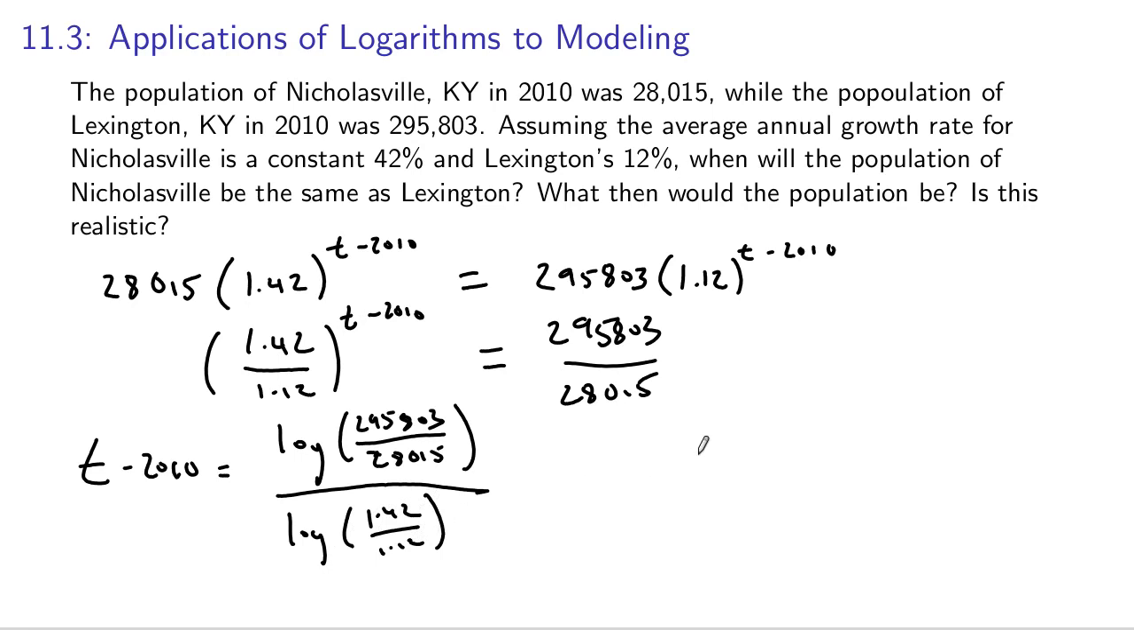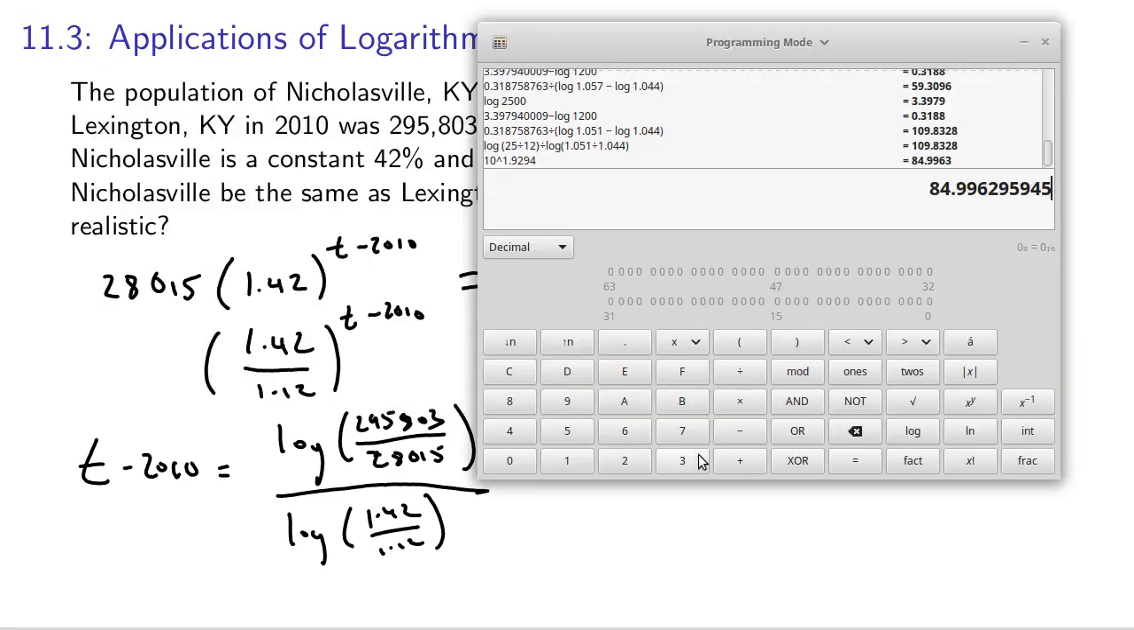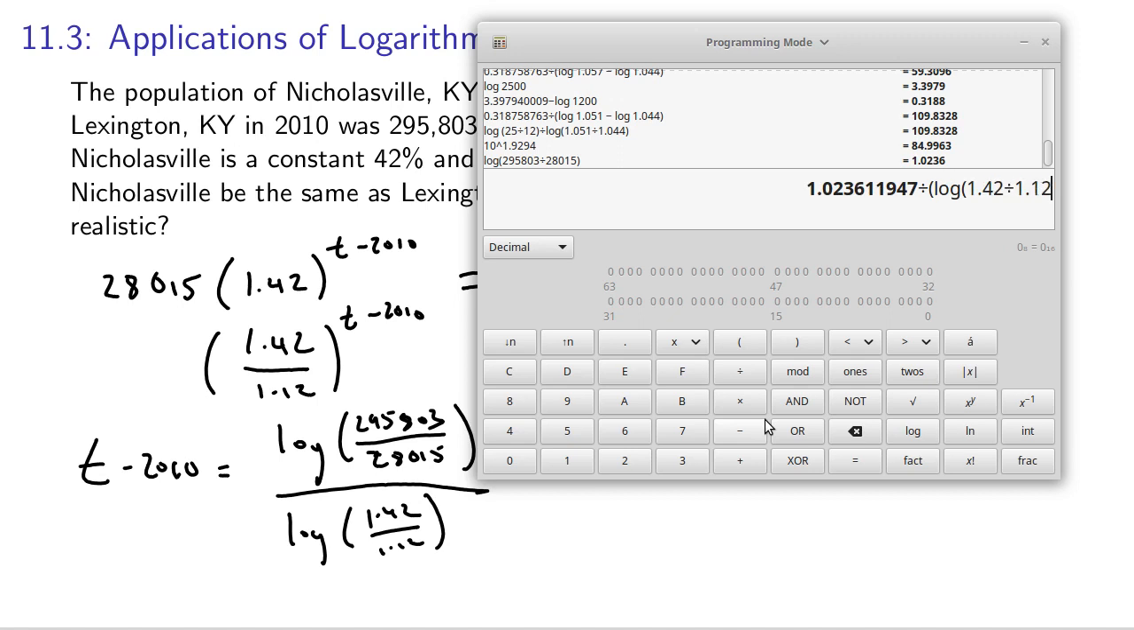Getting our calculator back out, we can then find this value. The log of 295,803 divided by 28,015 is 1.0236. Divide that by the log of 1.42 over 1.12, and that gives us 9.93.